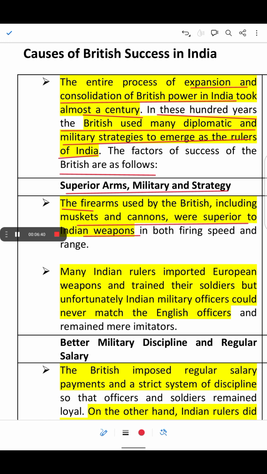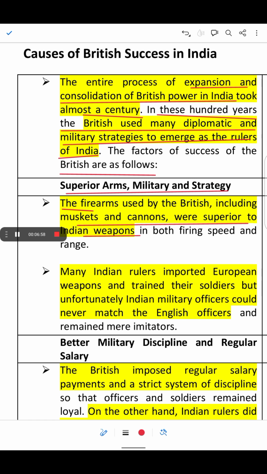So the modernization and industrialization had occurred earlier in Britain. That is why they had better and faster weapons, giving them a very big advantage over the Indian rulers. This helped them to expand and gain control over India.